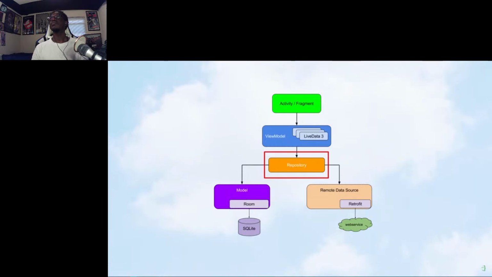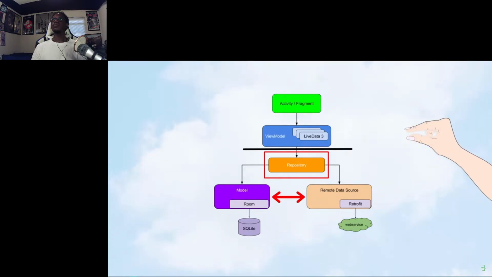The repository is a plain Kotlin or Java class that decides when to fetch data from which data source and when to refresh the offline cache. This way, all this logic is hidden from our view models and we keep them small and maintainable.